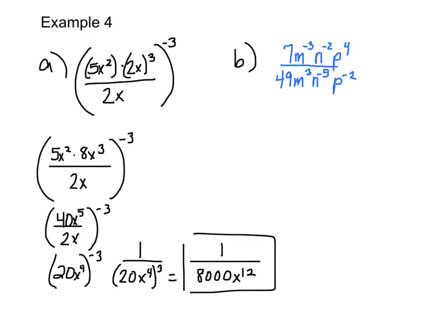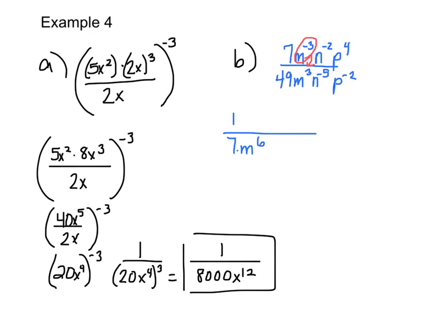Example B, 7m to the negative third, n to the negative second, p to the fourth, all divided by 49, m to the third, n to the negative fifth, p to the negative 2. The first thing I will do is I will simplify 7/49. That would be 1/7. I then go and let's start simplifying. So I have m to the negative 3, which is going to move down. There's already 3 on the bottom. So if there's already 3 on the bottom, that's going to give me on the bottom m to the 6th.